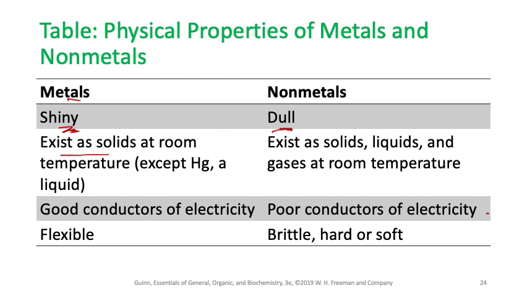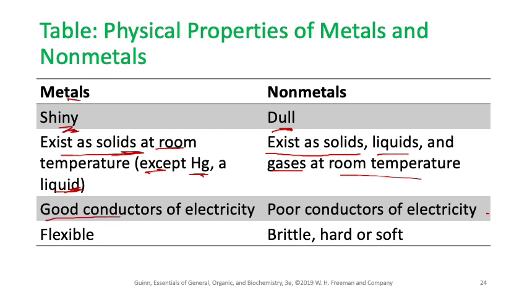Metals normally exist as solids at room temperature, except for just one exception called mercury. Mercury is liquid at room temperature, right? This is like a liquid, but except mercury, all the metals are solid. Non-metals can exist as solid, liquid, or gas at room temperature, depending on which non-metal you're talking about.